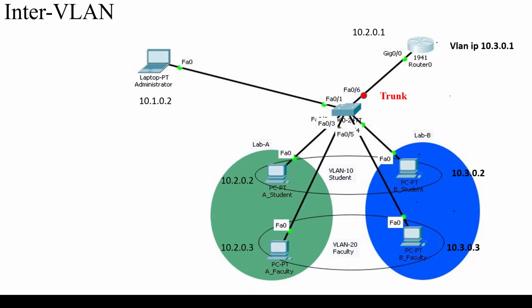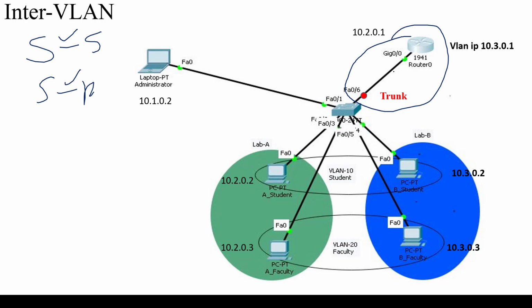Now, first thing you have to remember: I have told you that you can do the trunk between two switches and between a switch and a router. We have already configured and tested the first part. Now the second part is switch and router. See, this is the trunk between switch and router. Are you getting my point?